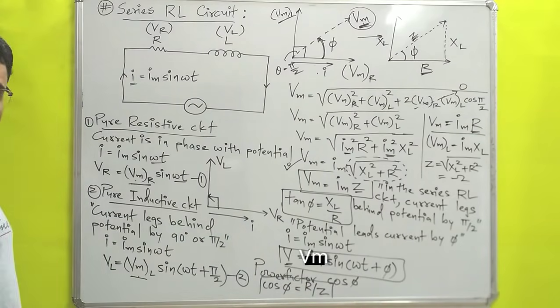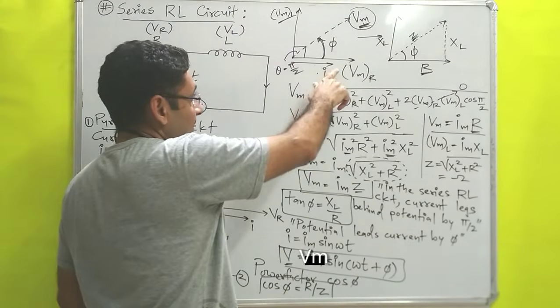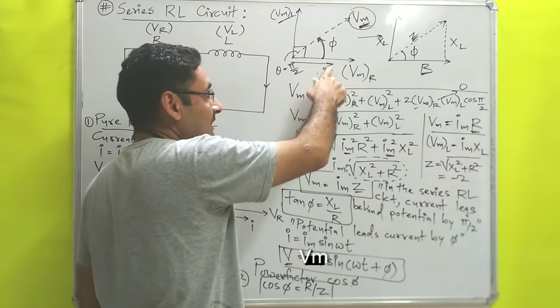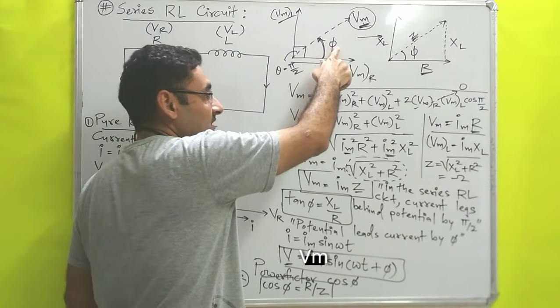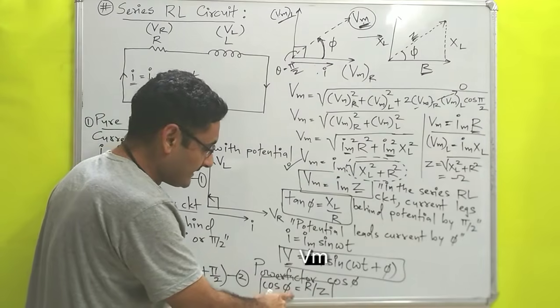So we have covered two things: why in the case of a series RL circuit the potential leads the current by phi, or current lags behind the potential by phi, and how the power factor value for a series RL circuit is R by Z.